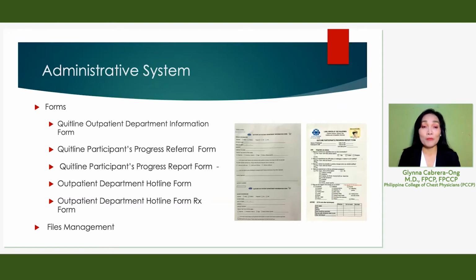These are examples of the forms that we could use. We have forms for information of the patient, referral form, progress report form, and referral to the hotline. And of course, we have to have forms from the outpatient department in terms of tracking the number of patients seen in a day. And lastly, the files management. It is important that we systematically file our data so that we could track also the data of our patients and the programs that we have done. And of course, it should follow the Data Privacy Act.